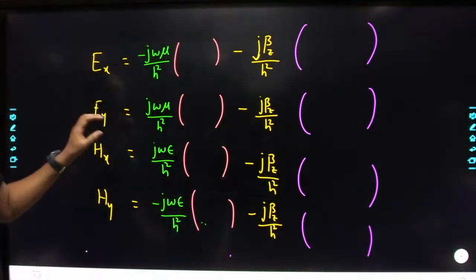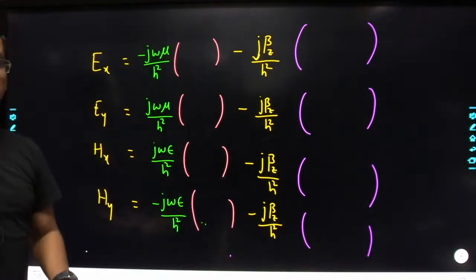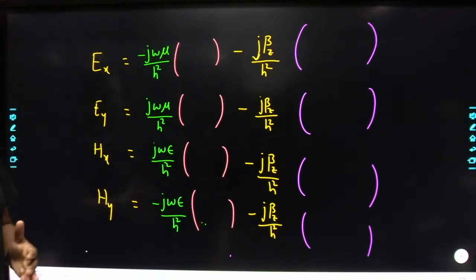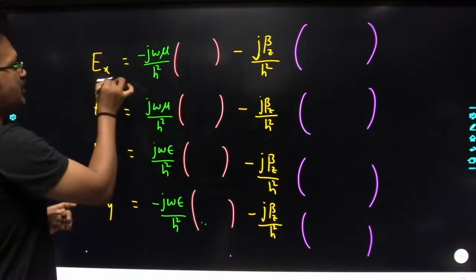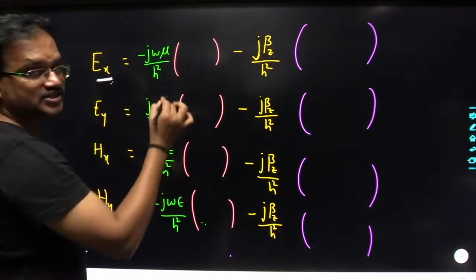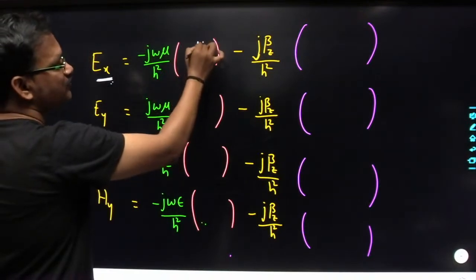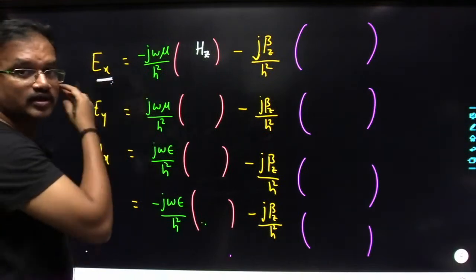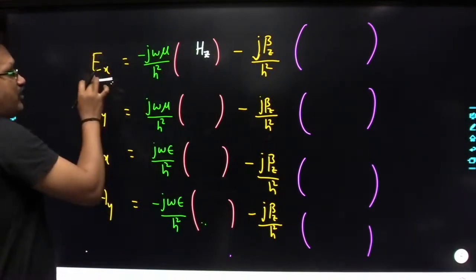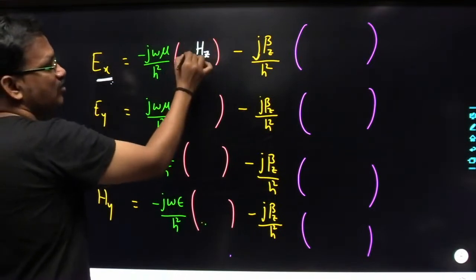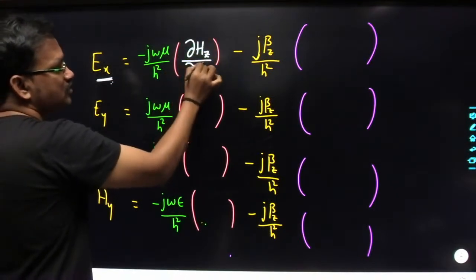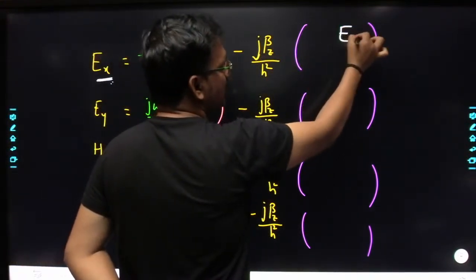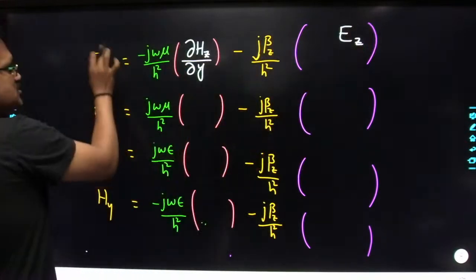Here I said that we are writing these transverse field components in terms of the longitudinal field components. What are the longitudinal field components? Ez and Hz. In the first term, whenever you are writing for Ex, differentiate the z component of the magnetic field with respect to y. Next, in the second term, differentiate the z component of the electric field.